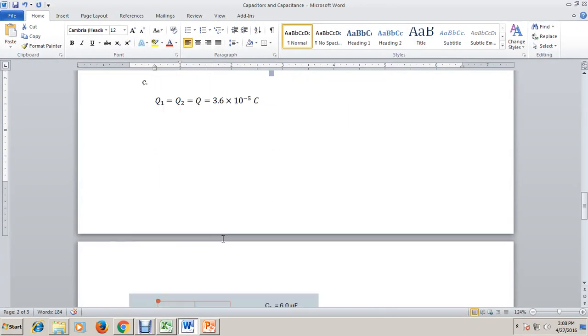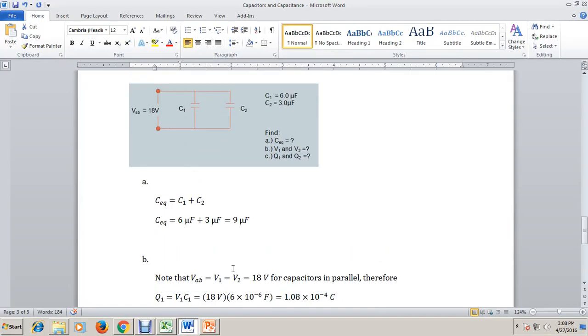Okay, so for the solution, we have this one. To compute for the equivalent capacitance, we simply add the two given values for the capacitances. So that is 6 microfarads plus 3 microfarads, which is 9 microfarads.